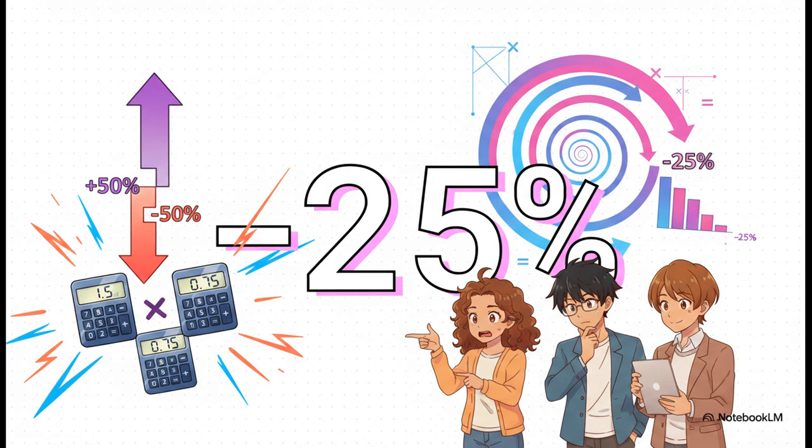So what's the big takeaway? Never, ever add and subtract percentages like this. The real pro move is to always multiply the multipliers. A 50% gain is like multiplying by 1.5. A 50% loss is multiplying by 0.5. And what's 1.5 times 0.5? It's 0.75, a 25% loss, every time.